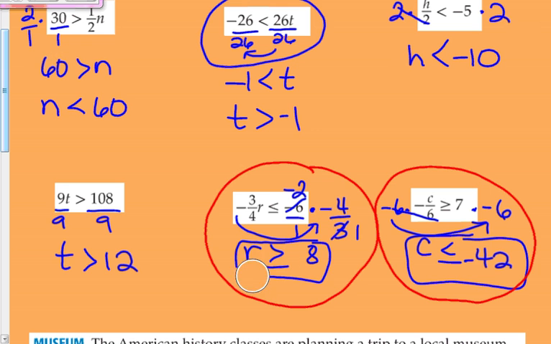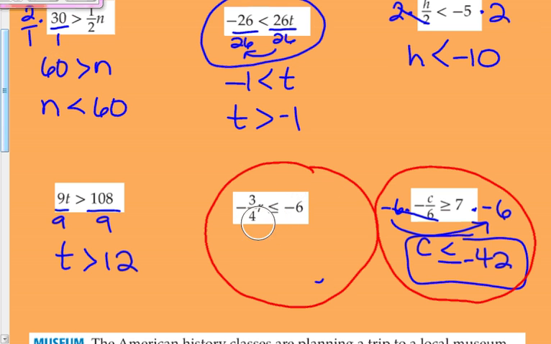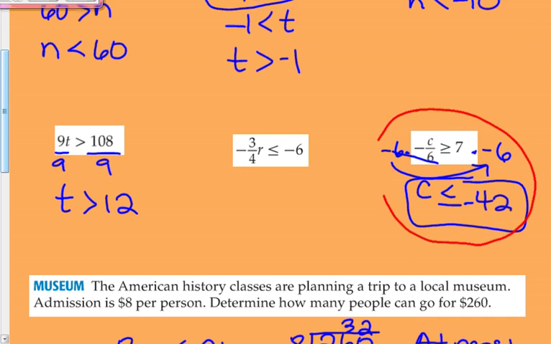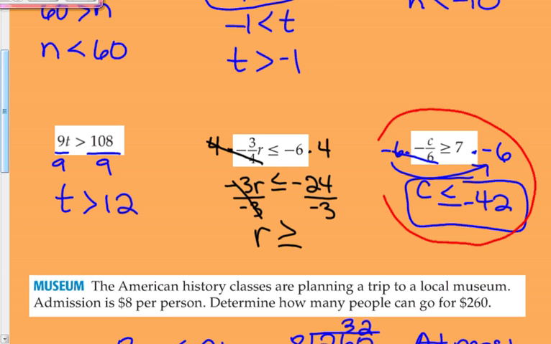I also want to show you another way to solve this problem. If you can't remember to flip your sign, the other way to solve it is to say, well, I see a 4 being divided, so first I'm going to multiply both sides by 4. The 4's will cancel, leaving me negative 3r less than or equal to negative 24. Then I'm going to divide both sides by negative 3 to get rid of my negative 3. Since I'm bringing a negative across, my sign flips. 3's are gone. Negative 24 divided by negative 3 is a positive 8. Either way, you can solve that problem either way.